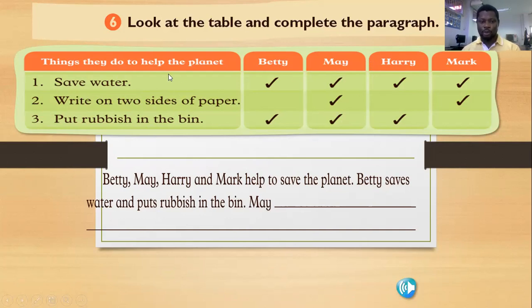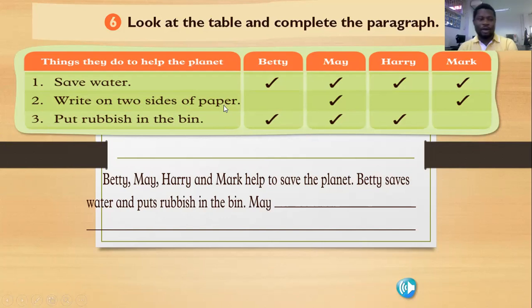What does Harry do to save the planet? Harry saves water and puts rubbish in the bin. So, save water, put rubbish in the bin. What does Mark do? Mark saves water and writes on 2 sides of paper.